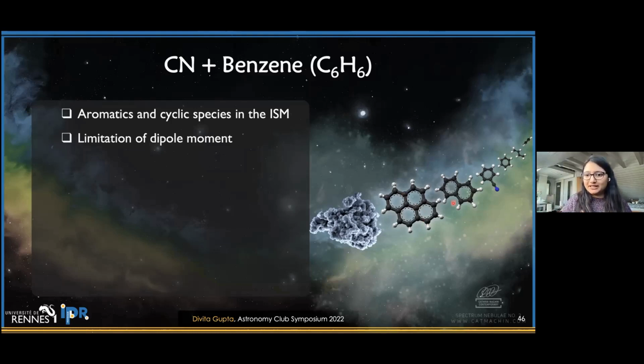But as you can see in this case, many of these species actually will not have a big dipole moment or have essentially zero dipole moment. Even benzene, for example, has zero dipole moment. So you really cannot see these species directly using radio astronomy. It has been seen by IR in the case of benzene, but not using radio astronomy.